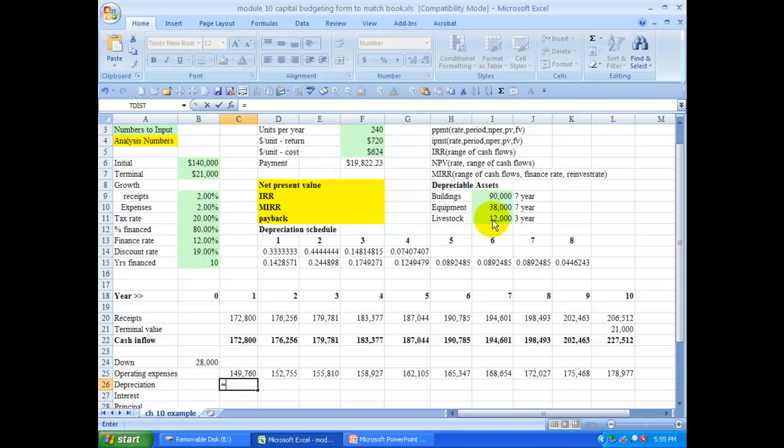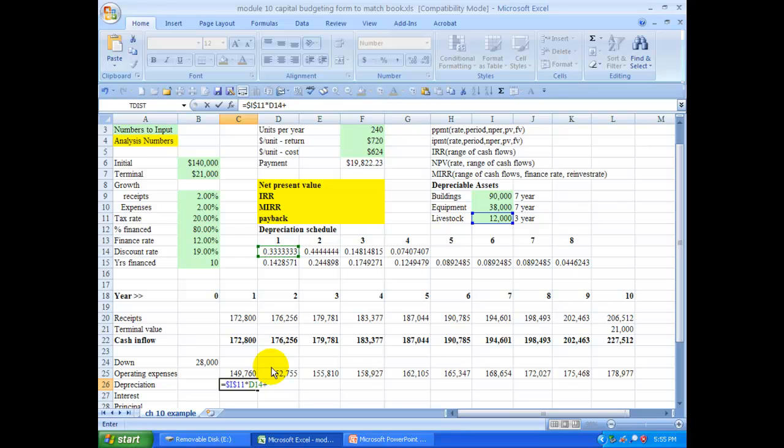And for our livestock, our 3-year property, it's going to be the amount of the livestock with an F4, because we want to always refer to that same amount, multiplied by the rate for the first year. And then as I drag that over, the next year is going to do the year 2, the year 3, and the year 4 amount.